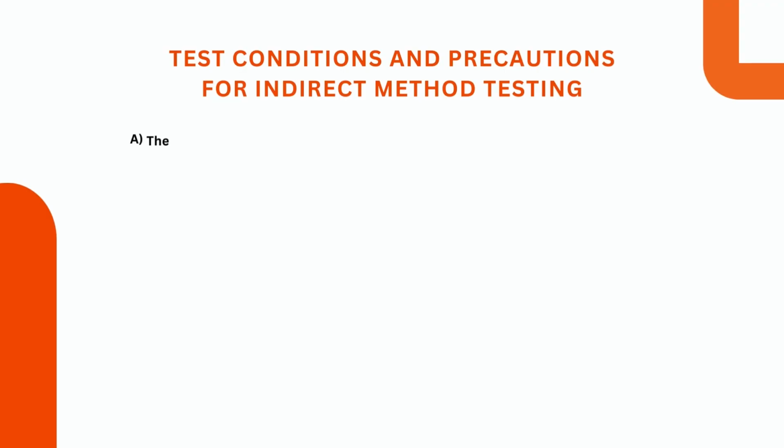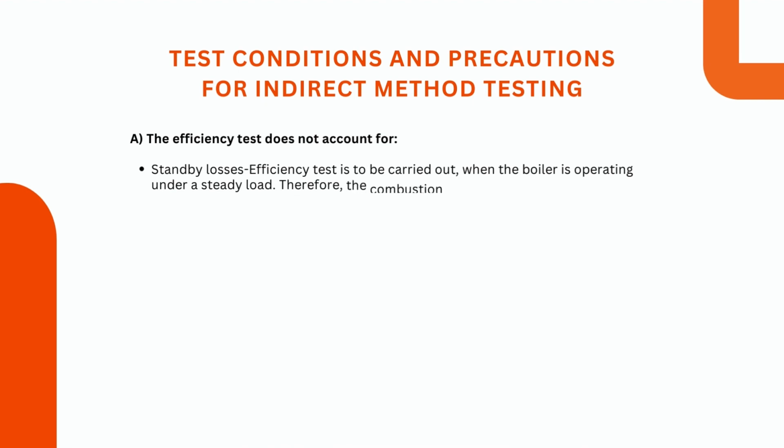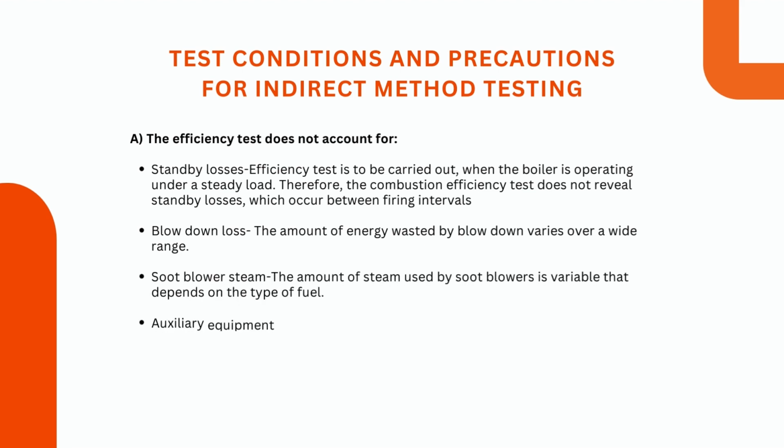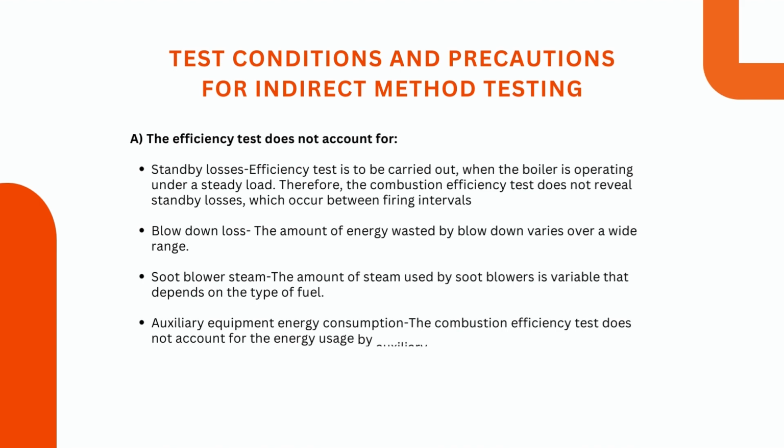Now, test conditions and precautions for indirect method testing. The efficiency test does not account for standby losses. The efficiency test is to be carried out when the boiler is operating under a steady load. Therefore, the combustion efficiency test does not reveal standby losses which occur between firing intervals.